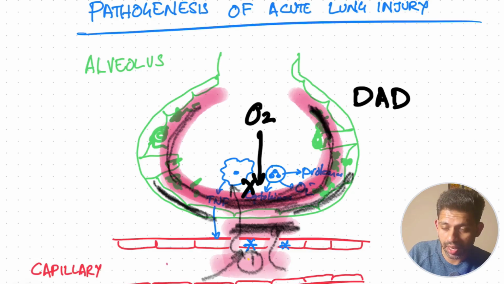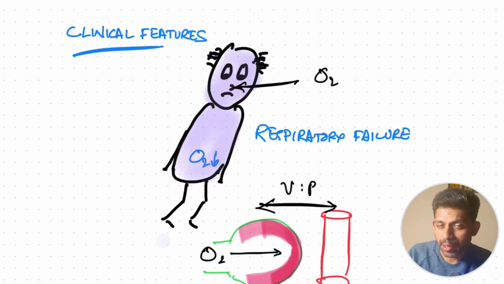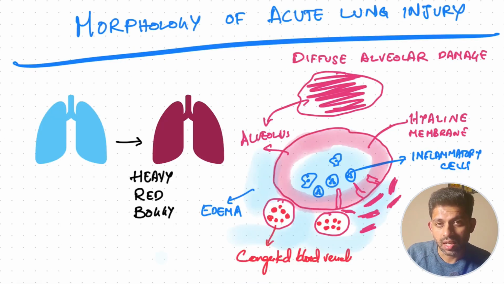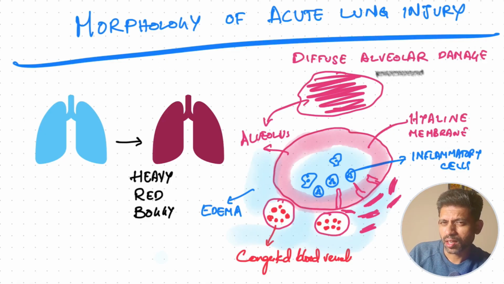notorious hyaline membrane. Clinically, the patient has hypoxemia, cyanosis, and usually they go into respiratory failure. And under the microscope, we see congested blood vessels, lots of inflammatory cells, classic hyaline membrane, and some dilated and collapsed alveoli. This entire thing is called diffuse alveolar damage. So what looks like a complication of sepsis is actually a diffuse injury at the alveolar level. And if you truly want to understand it, think at the cell level.